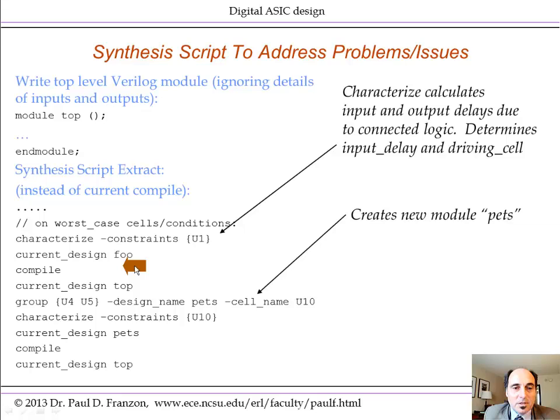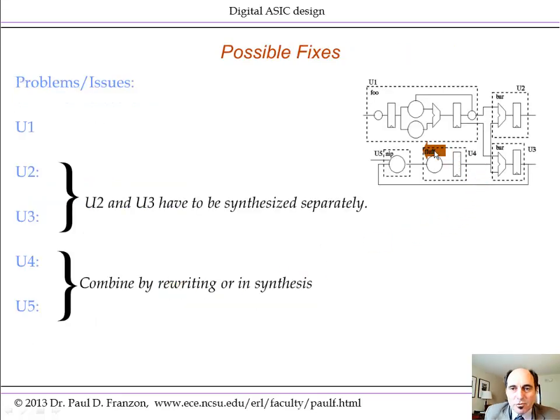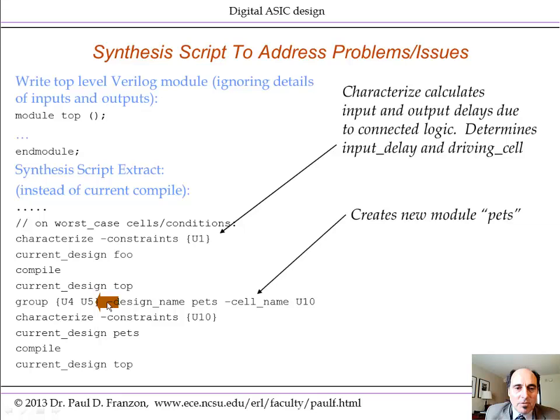Now I'm going to fix the problem that we want to group U4 and U5 together so that U5 doesn't have unconstrained paths. The way we do that is with the group command. We just group U4 and U5 together, give it a new design name, in this case pets, give it a new cell name, in this case U10. We then characterize that as one new module in a sense, set the current design to that, pets is what we called it, and compile just that module group. We then pop back up to the top design, the top module.